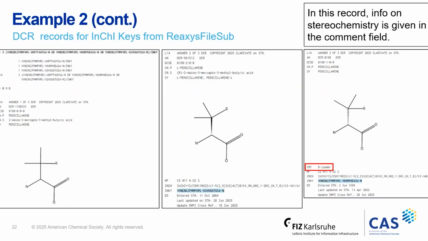So I started in DCR and I simply copied and pasted those 3 different InChIKeys.